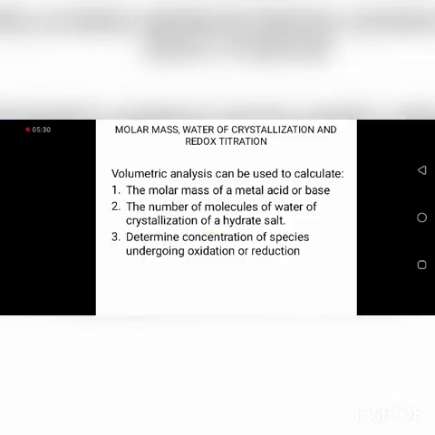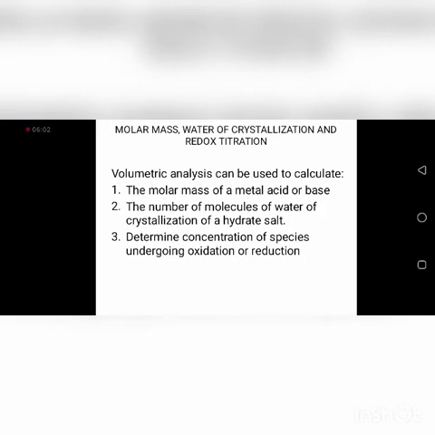So that is that. Now you can come back to calculation. Okay, you have done part of the calculation where you have to calculate percentage purity. So today we are going to look at how you can use titration to calculate molar mass, water of crystallization, and redox titration. So volumetric analysis can be used to calculate the molar mass of a metal, acid, or base. It can be used to calculate the number of moles, number of molecules of water of crystallization of a hydrate salt that contains water of crystallization.